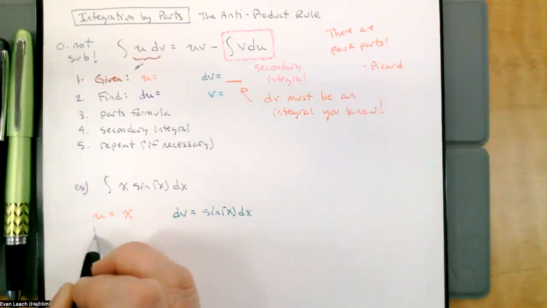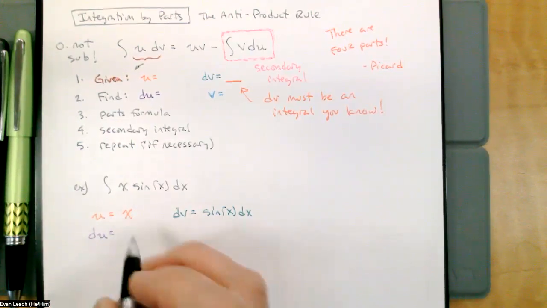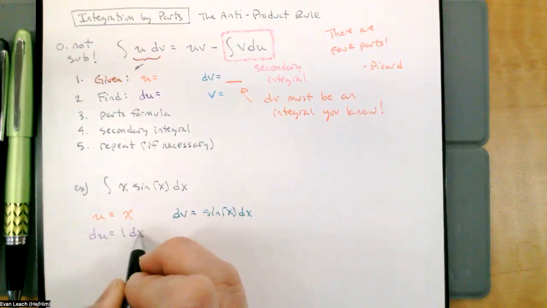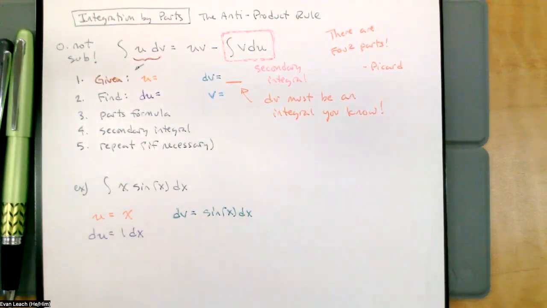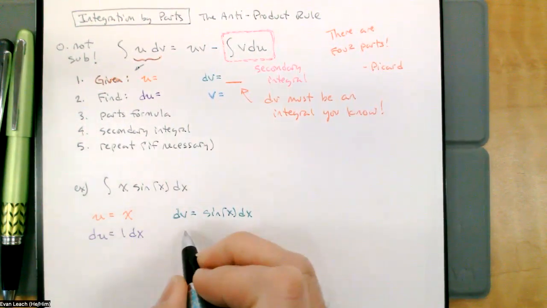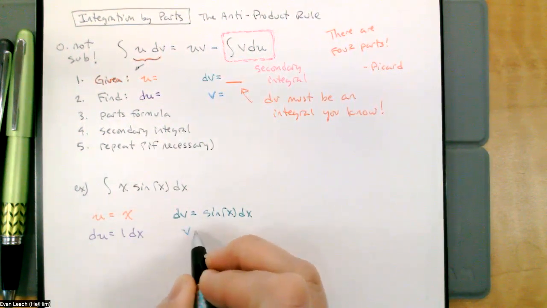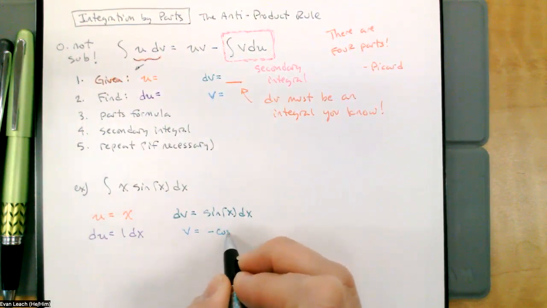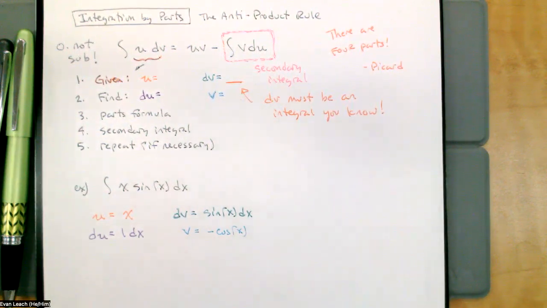The derivative of u, the derivative of x, is 1 dx, and the integral of dv, v, is negative cosine of x. Don't worry about the plus c. Oh, I should put u as green, then it'll look like a substitution problem. Maybe I'll switch. Remember, the derivative of cosine is negative sine, so the integral of sine is negative cosine.